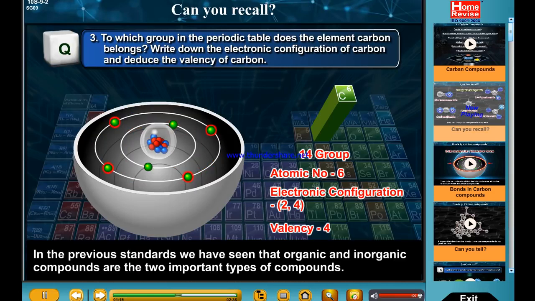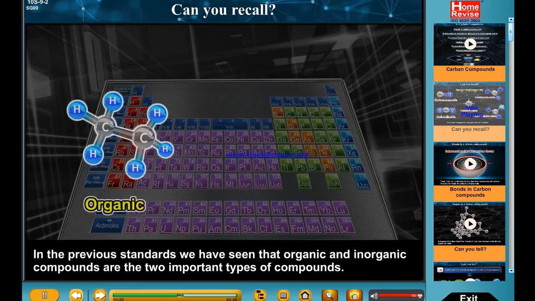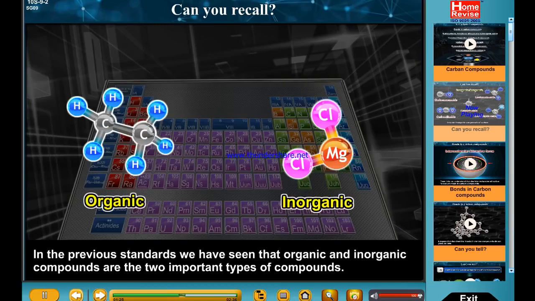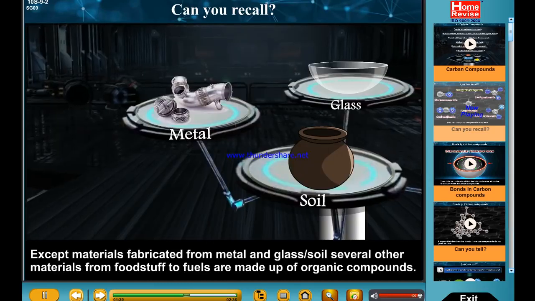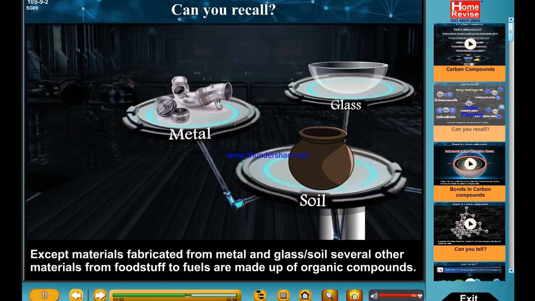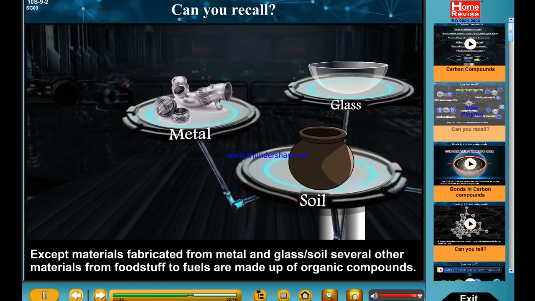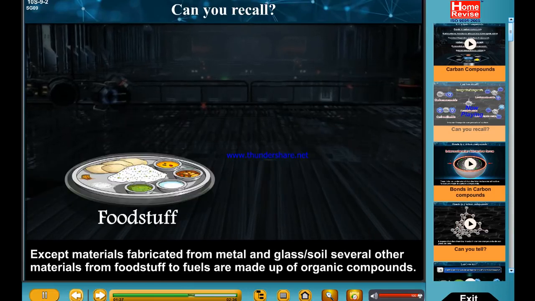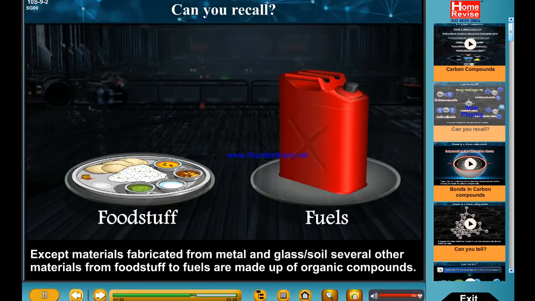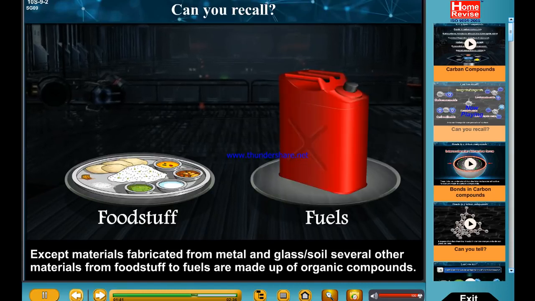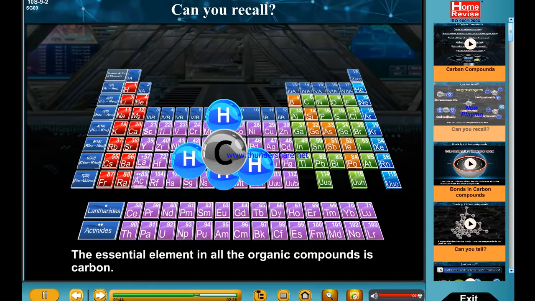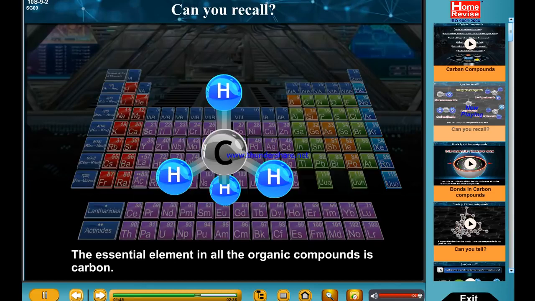In the previous standards, we have seen that organic and inorganic compounds are the two important types of compounds. Except materials fabricated from metal and glass or soil, several other materials from foodstuff to fuels are made up of organic compounds. The essential element in all the organic compounds is carbon.